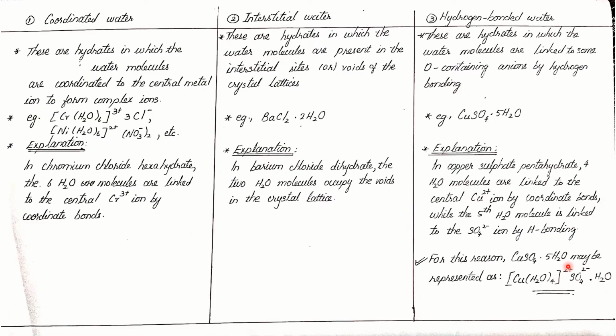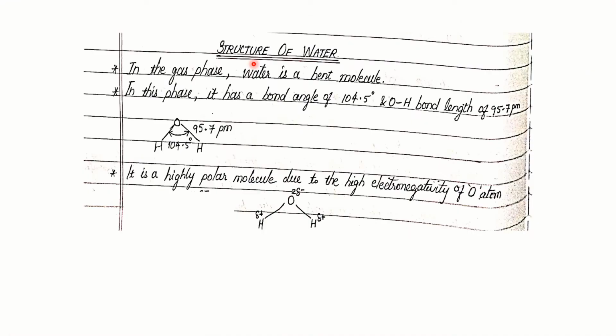Okay. Having learned about the physical and chemical properties of water, let us now look at the structure of water. In the gaseous state, water exists as a bent molecule. Okay, it has a bond angle of 104.5 degrees and the bond length of each of these OH bonds is the same, that is 95.7 picometers. Water is a highly polar molecule due to the high electronegativity of oxygen atom.